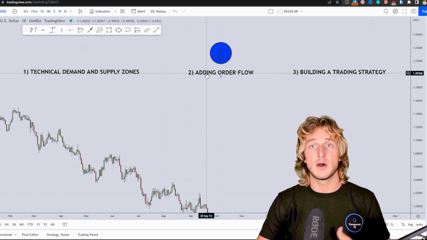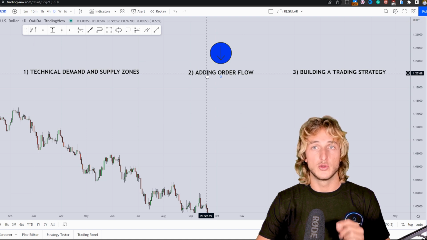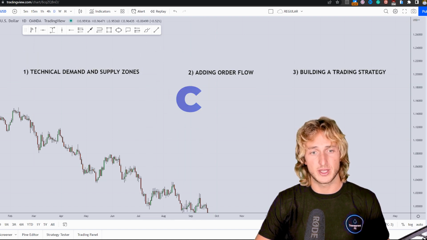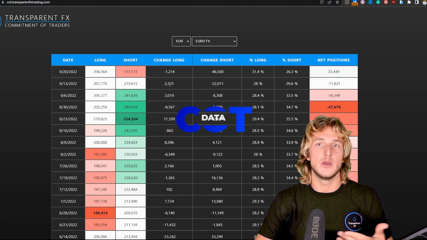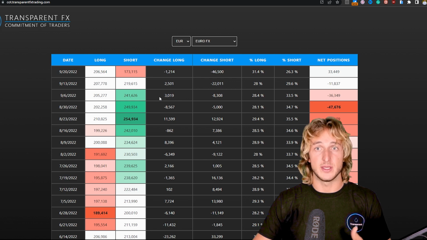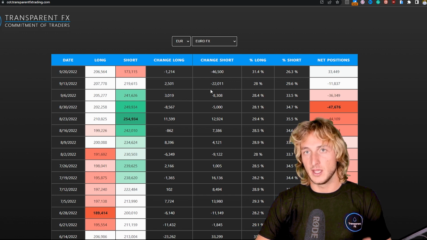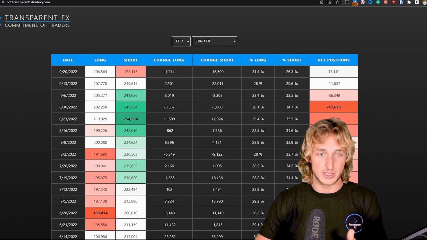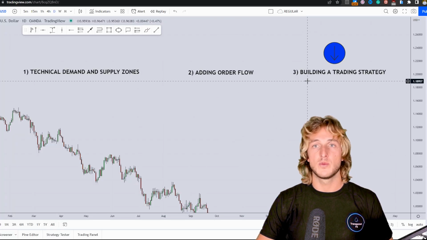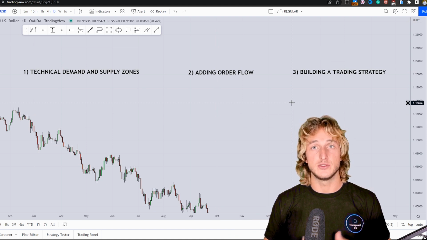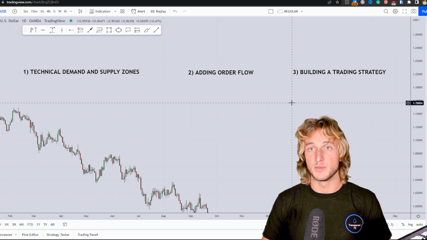Then we will be speaking about adding order flow to actually test if those supply and demand areas are actually strong. So how can we use the orders of institutions and the big players, so the smart money in the market, to actually test if those supply and demand areas are actually strong, which is the COT data. And then we will be speaking about how we can integrate these two concepts to actually develop a strategy.